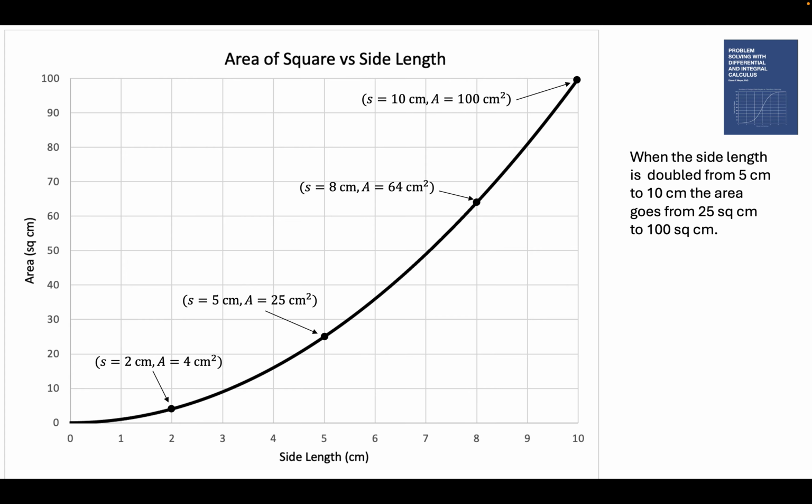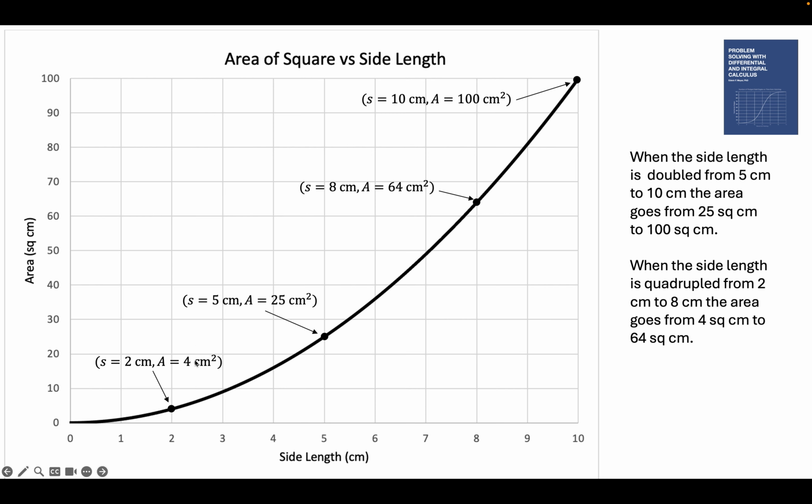If you double the side length, for example, from 5 centimeters to 10 centimeters, the area goes from 25 to 100 square centimeters. The area is quadrupled. Similarly, if you go from a side length of 2 centimeters to 8 centimeters, which is a factor of 4, the area goes up by a factor of 16. We have 4 square centimeters here, and we have 64 square centimeters here.